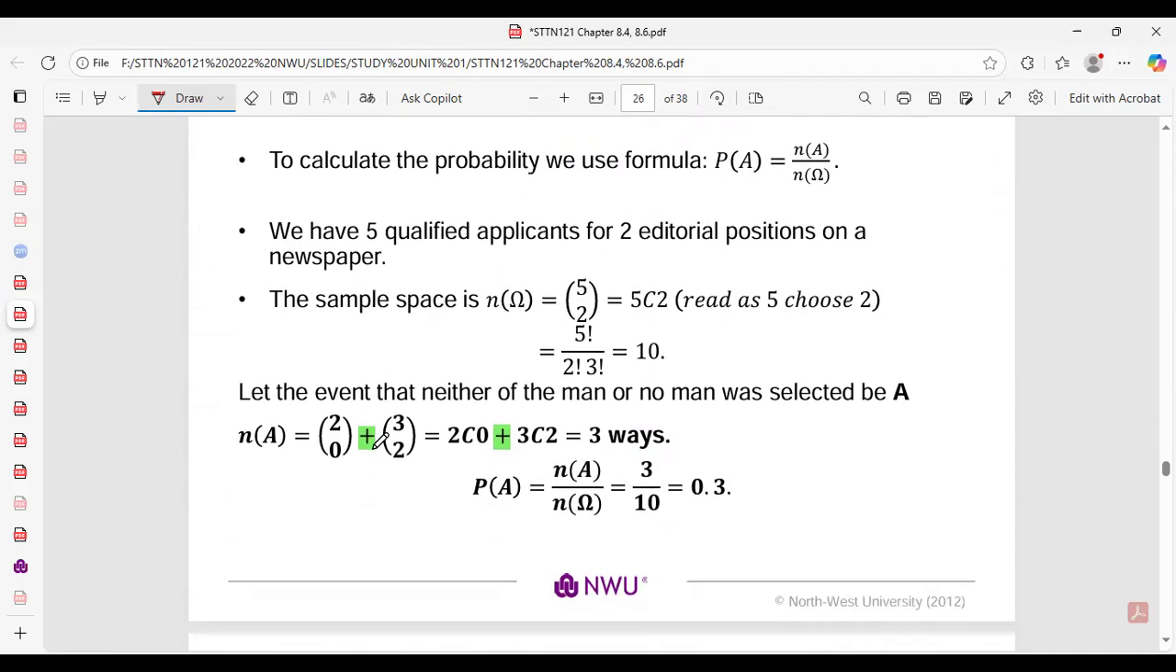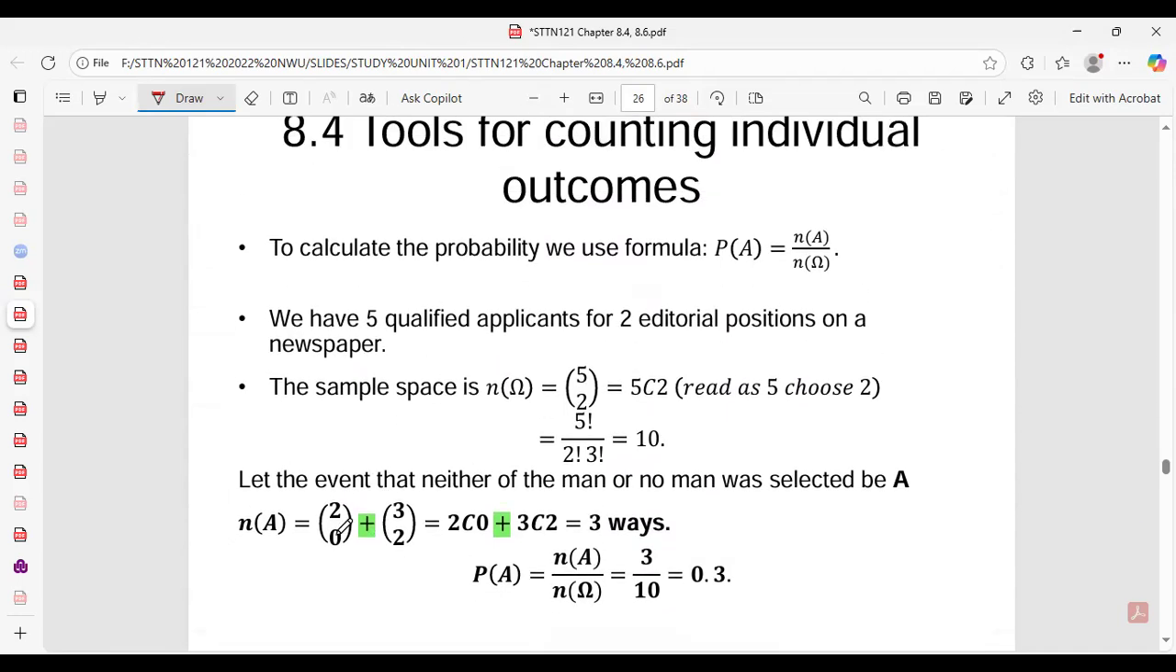Okay, let's check. They say, for example, we have 5 qualified applicants. Remember, what is the value of n? 5. For 2 editorial positions, what is r? 2 here. Now, the sample space for this one, we can just say 5 combination 2. I believe you'll get 10. Let me verify on my side. 5 combination 2, yeah, you get 10.